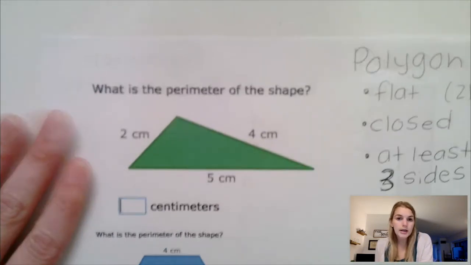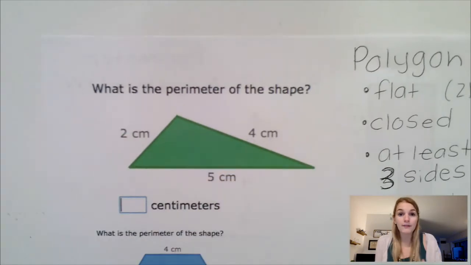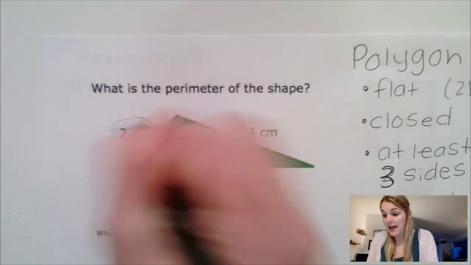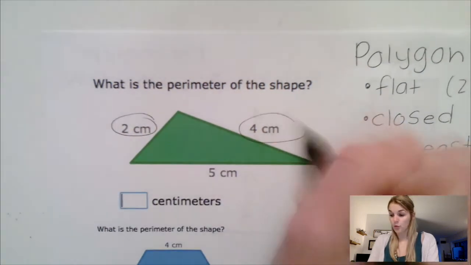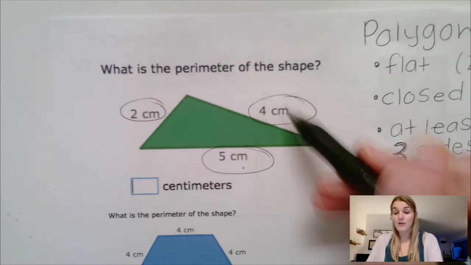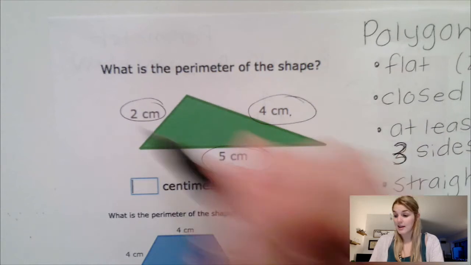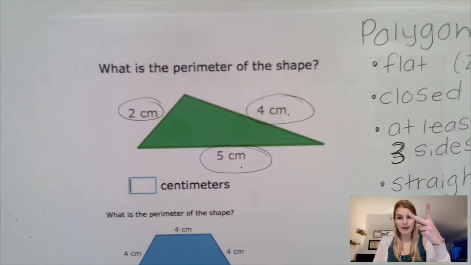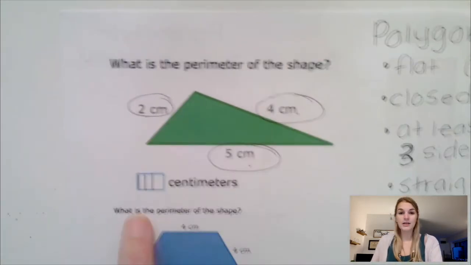So here is one of the polygons that they're having you find the perimeter of, and you do the same thing. Just because it's not a rectangle or a square doesn't mean you do anything different. Perimeter, you always add all the sides. So we're going to add 2 plus 4 plus 5. I know 5 plus 4 is 9. Add 2 more: 9, 10, 11. 11 centimeters.